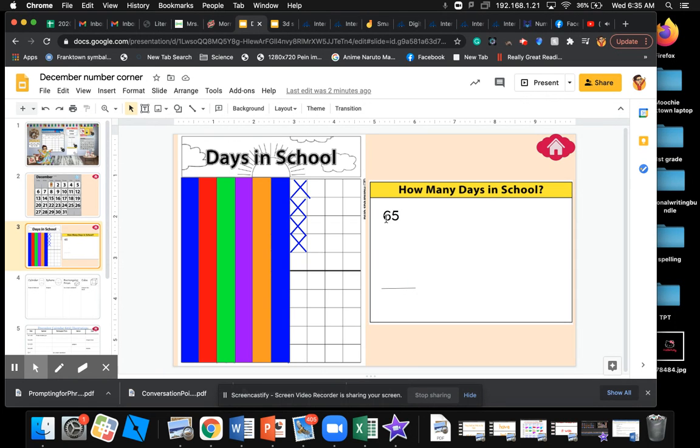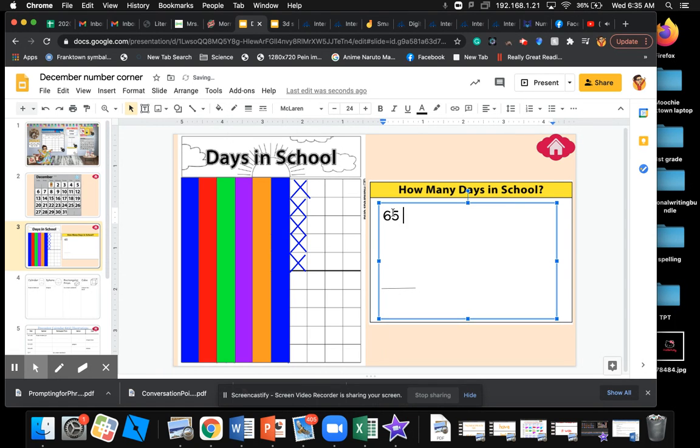Now how many days have we been in school? Yesterday was 64. Today is 65. So I am going to go ahead and add in that other X for us. Let's copy this and put it here. Now we have 65. And this black line right here tells me I've already got a group of 5. So watch Mrs. A count efficiently. 10, 20, 30, 40, 50, 60, 65. Boom, we are done.